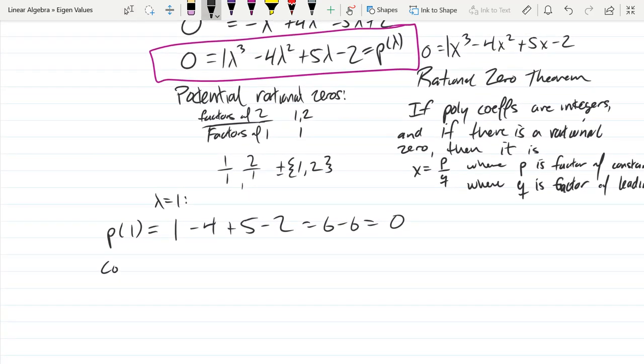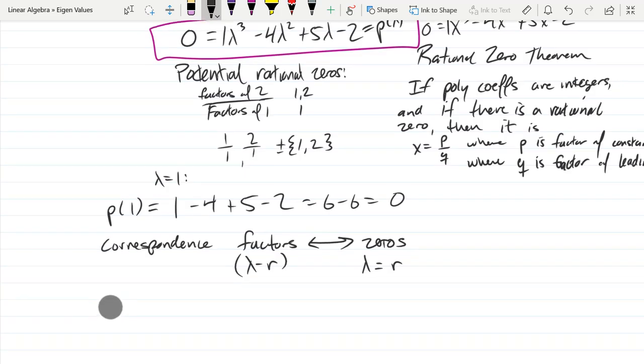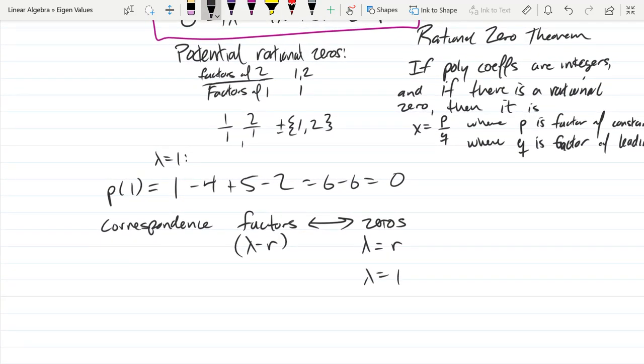So there is a correspondence theorem: factors correspond to zeros. If our 0 is x equals r, or I'll use lambdas, lambda equals r, then our factor will be lambda minus r. That should look pretty familiar. For example, our lambda equals 1 here, so the factor that corresponds to that is lambda minus 1. One easy way to think about it is that it's the lambda value that would make this factor 0. Plug in 1, and it's pretty easy to see you get 0.